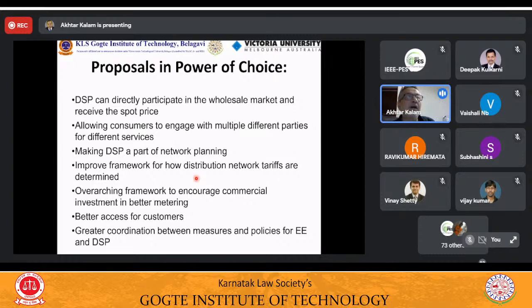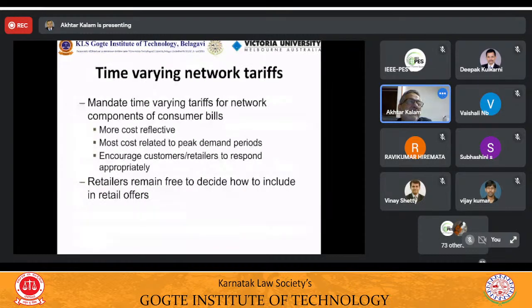Now, this is an interesting one. Time-varying network tariffs. So this has to be mandated. And look at cost very, very reflectively. Look at the peak demand periods and look at cost. Encourage customers to respond appropriately. Retailers remain free to decide how to include this in retail offers.